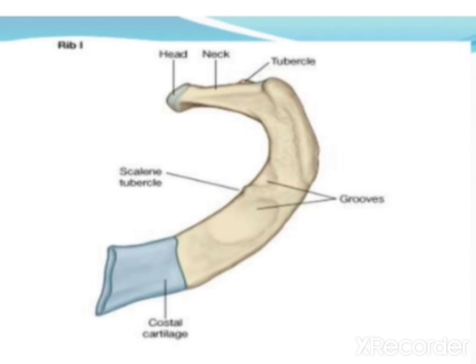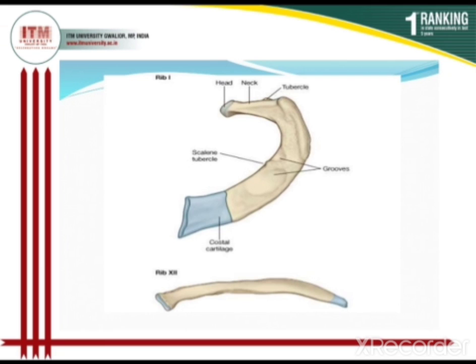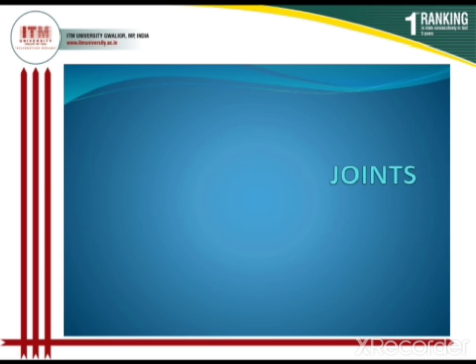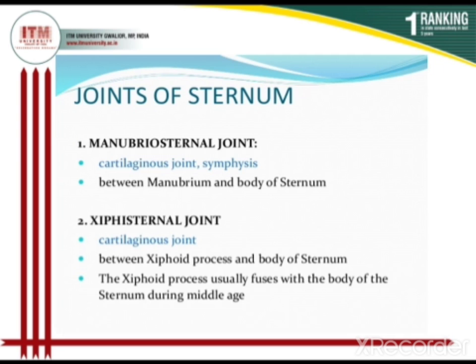That is all about the bones of the thoracic cage. Now we'll deal with the joints of the thoracic cage. The first one is the joints of the sternum, where the sternum is attached to various structures. Say, the manubriosternal joint.